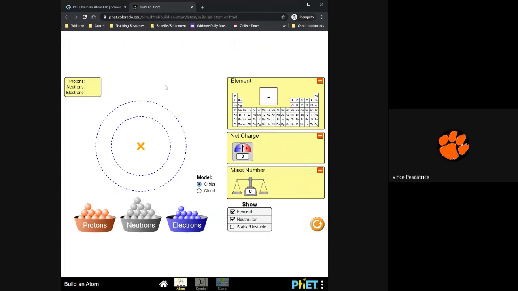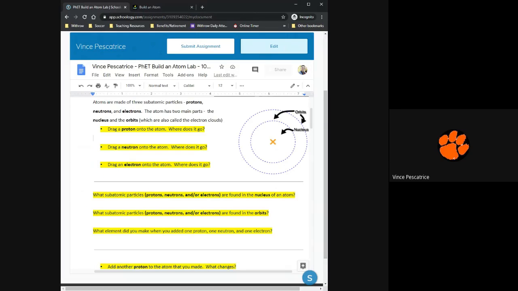It says add a proton. If you drag and drop a proton and it's in the right spot, it'll stick. All right, where does it go? We need to pay attention.